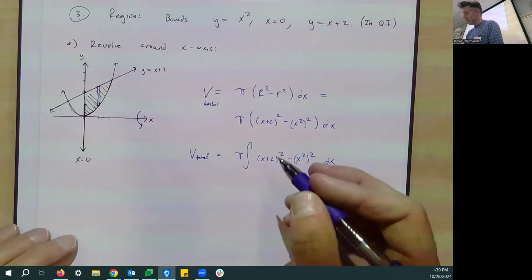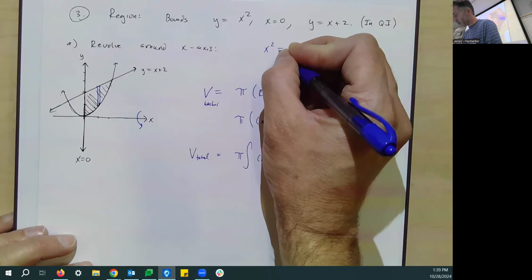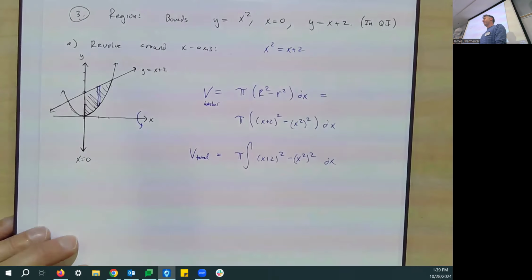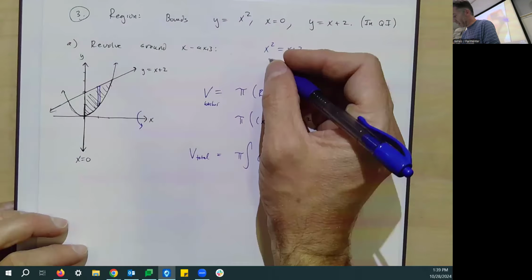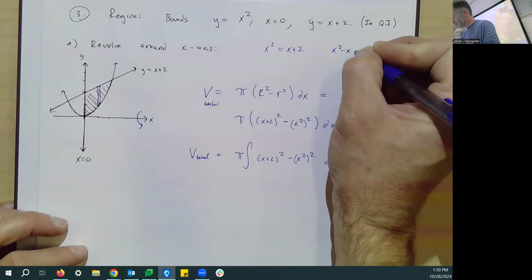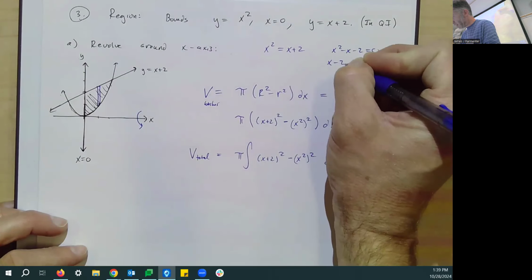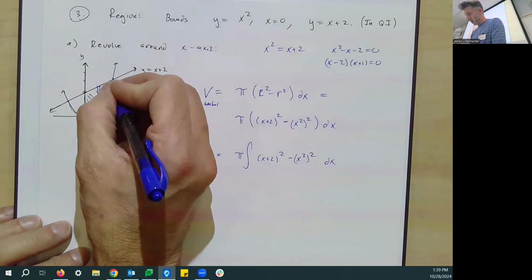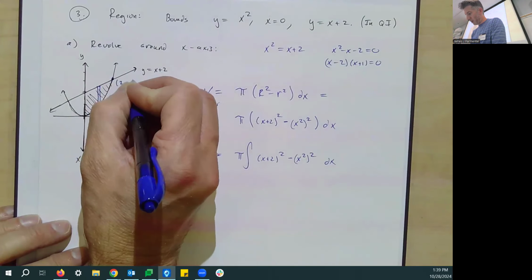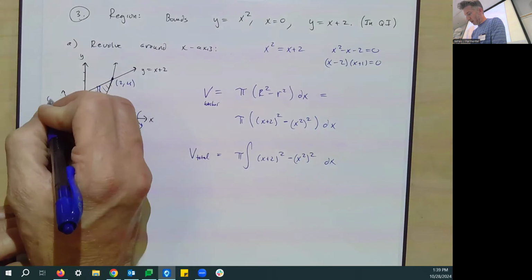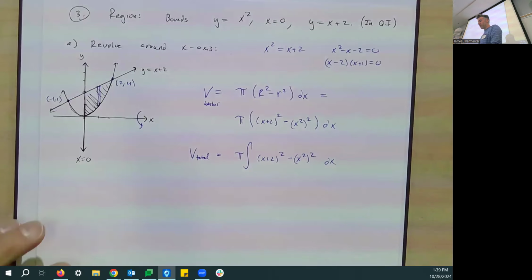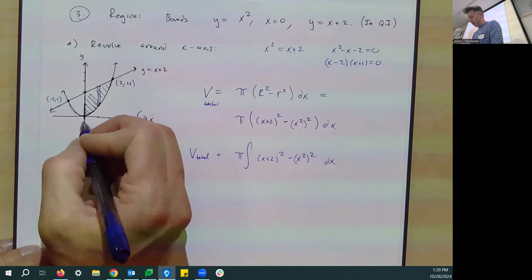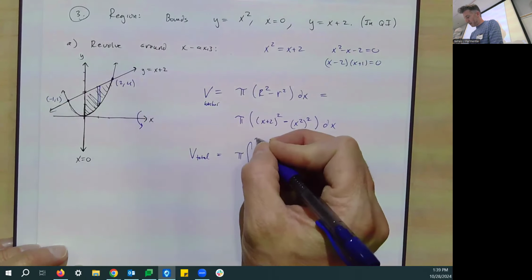If we set these two things equal to each other, we can find them either by guessing. Well, you don't have to guess here. You can bring everything to one side and factor and see that your points of intersection are x equal to 2, which is the point here, 2 comma 4, and x equal to -1, which is the point here that we're not really worried about, -1 comma 1. So it looks like our limits of integration should be as far left as 0 and as far right as +2.